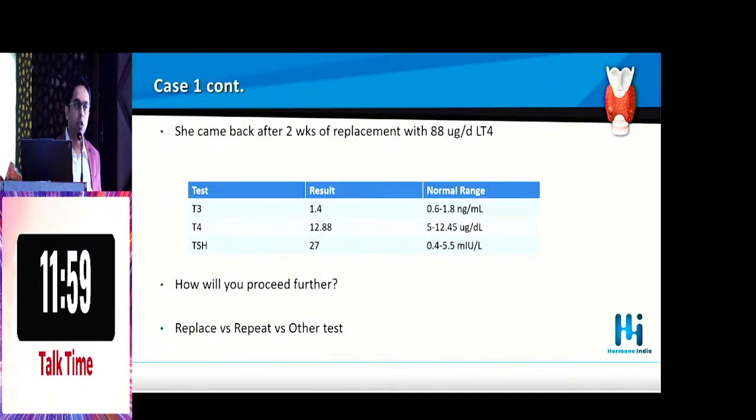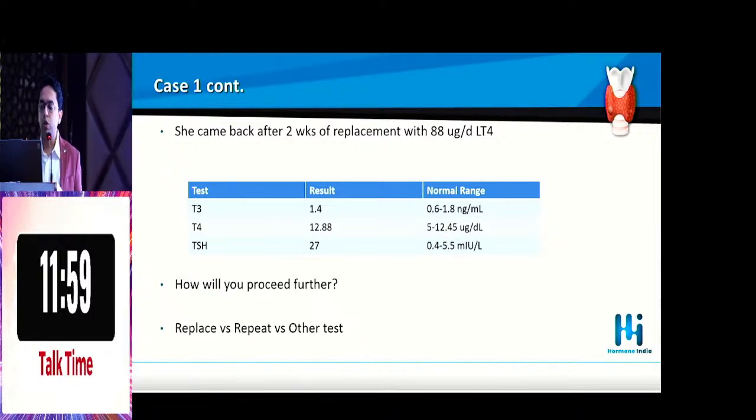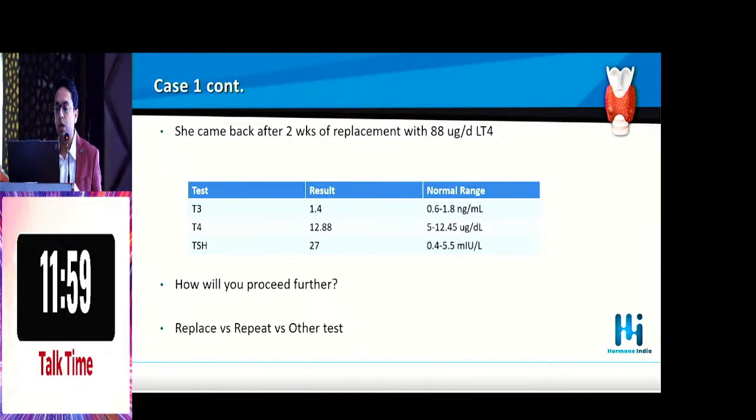Now let's continue with the same case. The patient's weight was 60 and we started with 88 microgram. Now the report is T3 1.4, T4 12.8 and TSH 27. Here you would see that T3 is normal, it was low earlier. T4 is high, even above the normal range. And TSH is also high.